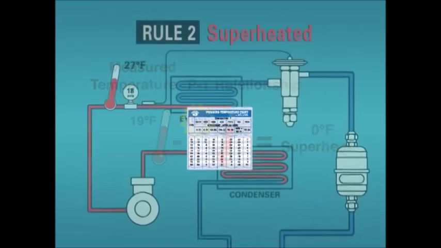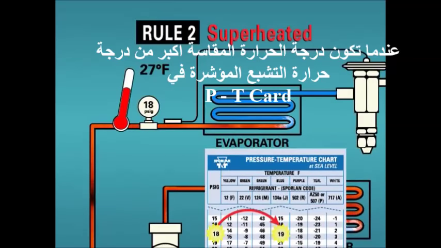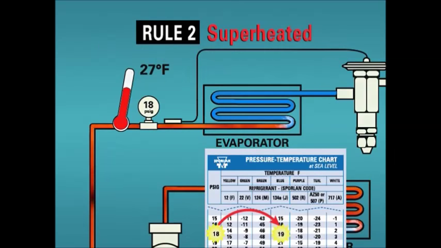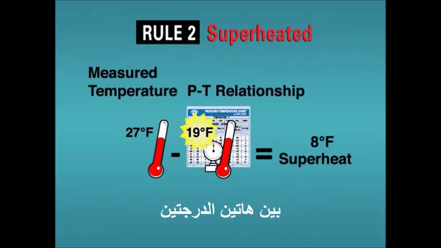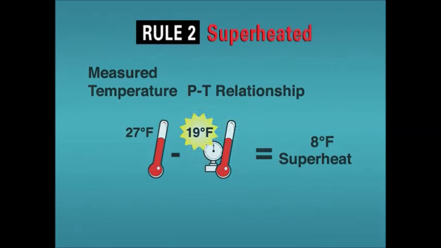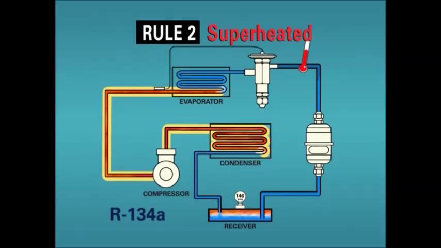Rule 2. We have superheated vapor when our measured temperature is greater than the saturation temperature indicated by our PT card. The amount of superheat will be the difference in these two temperatures. Superheated vapor will be present in the suction and discharge lines of a normally operating system.